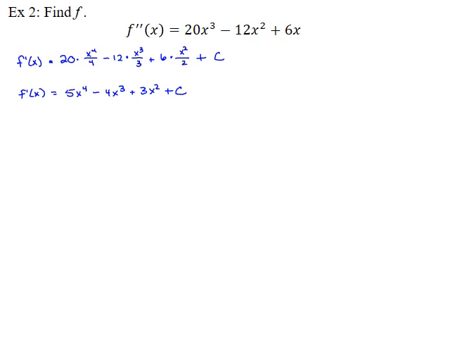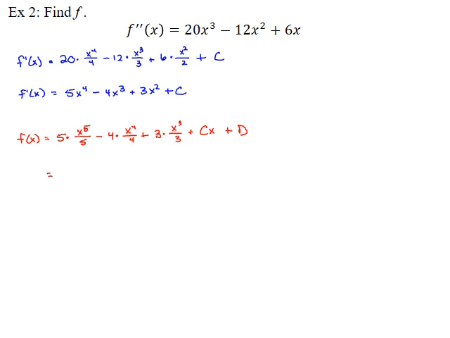But now you've got to do it again. So do the exact same thing, find your antiderivative again. So this time f of x is going to equal 5 times, add 1 to the power again and divide, so x to the 5th over 5 minus 4 times x to the 4th over 4 plus 3 times x to the 3rd over 3. Since c is a constant, you can do the antiderivative of that. Kind of like the 7 we saw on the last slide, it would just be cx, because we don't know what c is. And then you've got to pick up another constant that I'm just going to call d, the next letter.